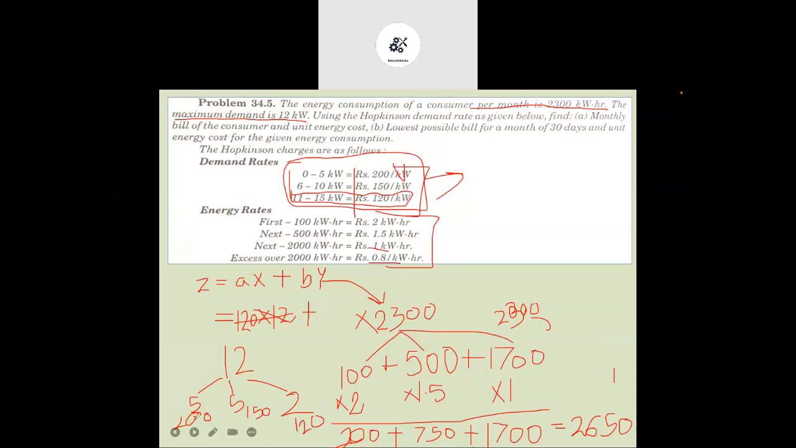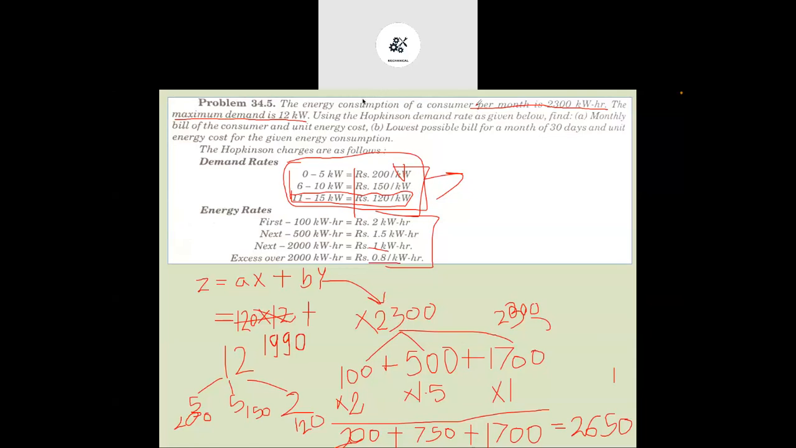For the next 5 kilowatts, 150 rupees is the rate. And for the remaining 2 kilowatts, or the 2 units, the rate will be 120. So we have to multiply 5 into 200 plus 5 into 150 plus 2 into 120. So the total will be 1990. That is your total energy cost related to the maximum demand.